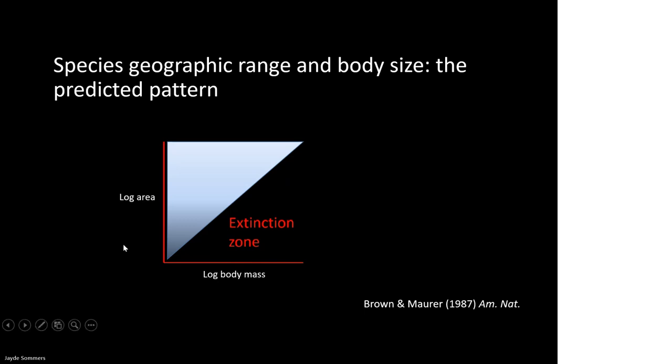The reason is that this here, this missing part of the distribution, is an extinction zone, in that large-bodied animals occurring in small species geographical ranges cannot persist over evolutionary time.